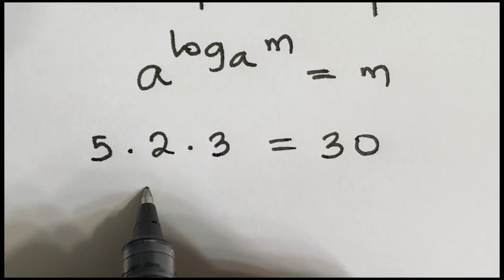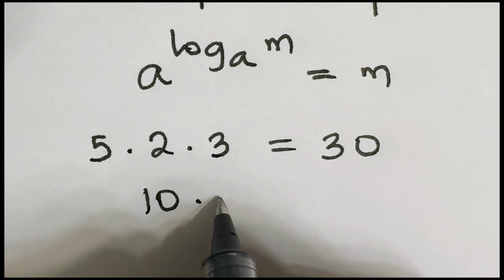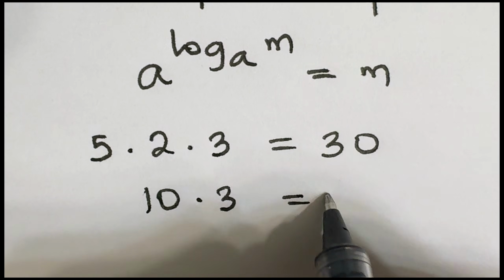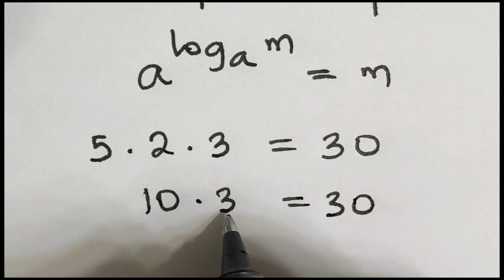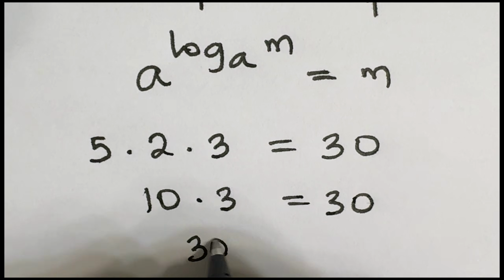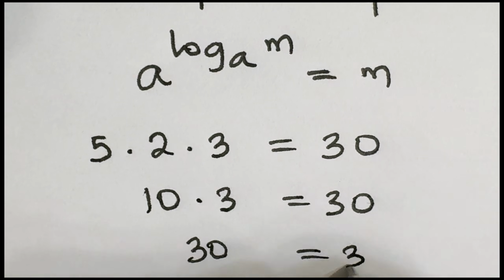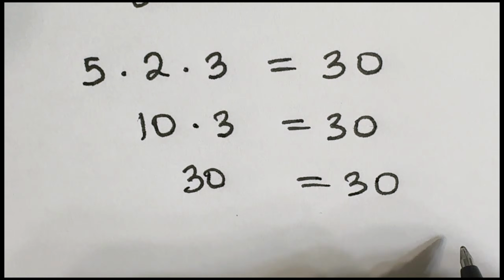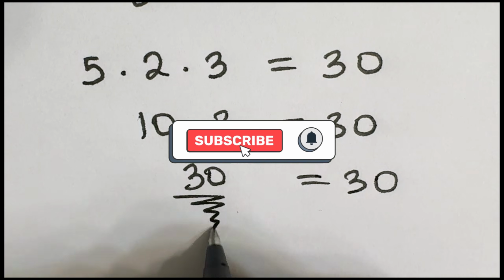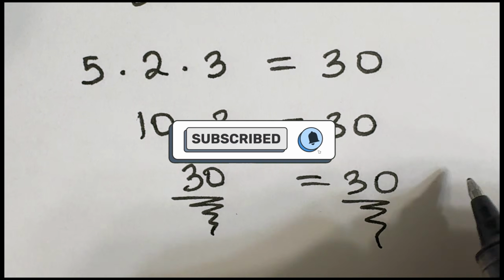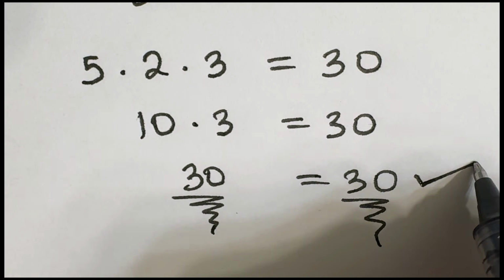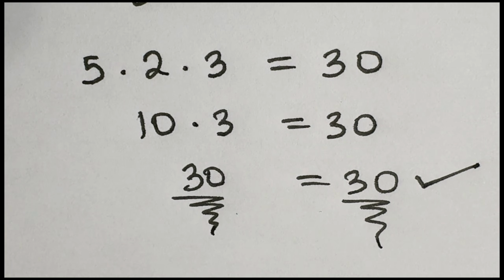5 times 2 is 10. Then we have 10 times 3 to give us 30. 10 times 3 is 30, which is equal to 30. So the left-hand side gives us the right-hand side, confirming that the solution we just got is perfectly correct.